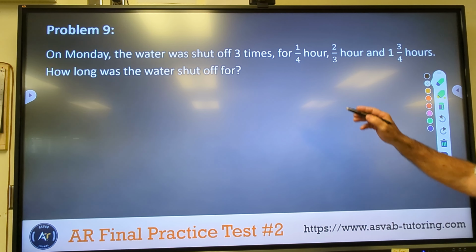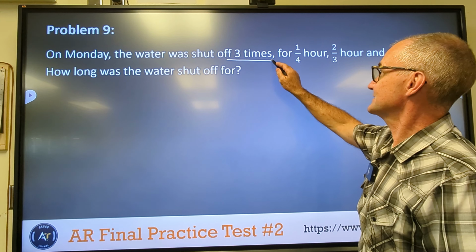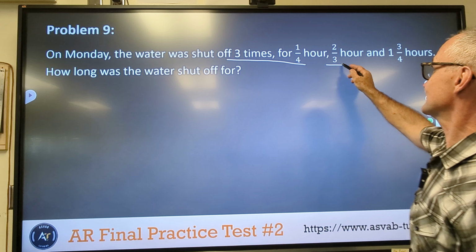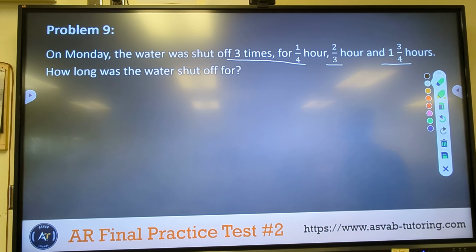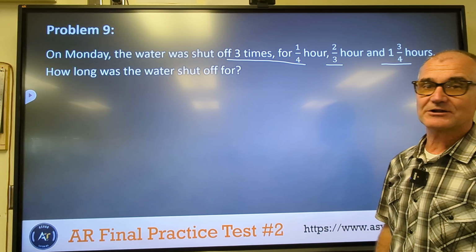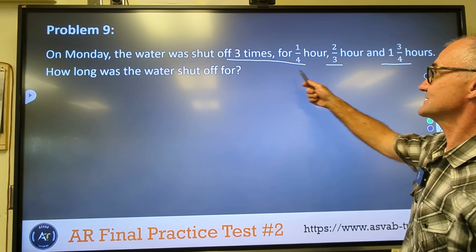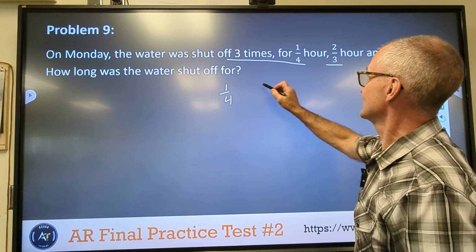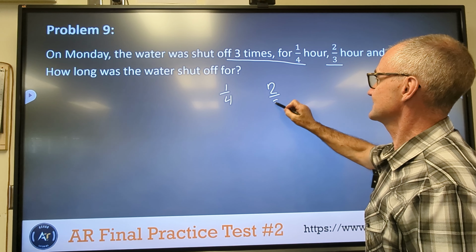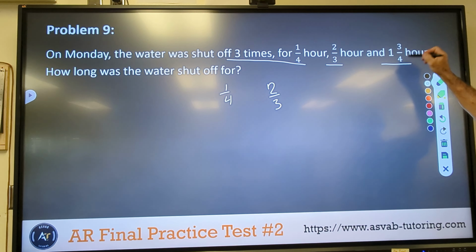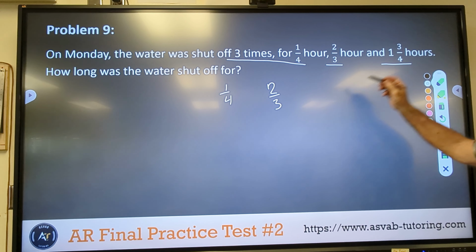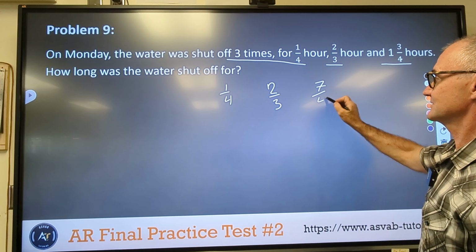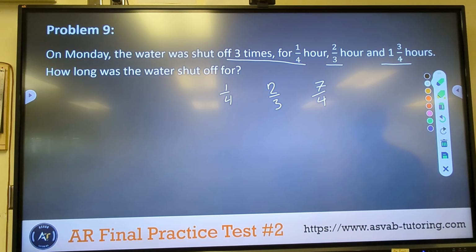Number 9, on Monday, the water was shut off 3 times for a quarter hour, 2/3 of an hour, 1 3/4 of an hour. How long was the water shut off for? Well, that's going to be the sum of those 3 fractions. So I have 1/4, 2/3, and 1 3/4. I'm going to turn that into an improper fraction first. 1 times 4. 4 plus 3 is 7. So I have 7/4. That's the same as 1 3/4.